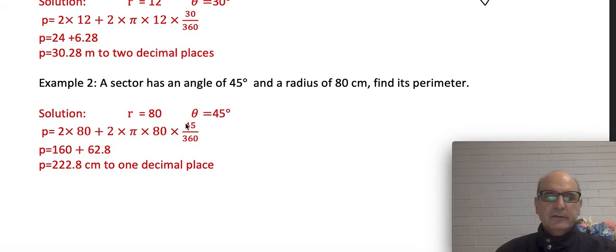If you type that in your calculator, that gives you 222.8 centimeters to 1 decimal place. Again, centimeters because the radius was in centimeters.